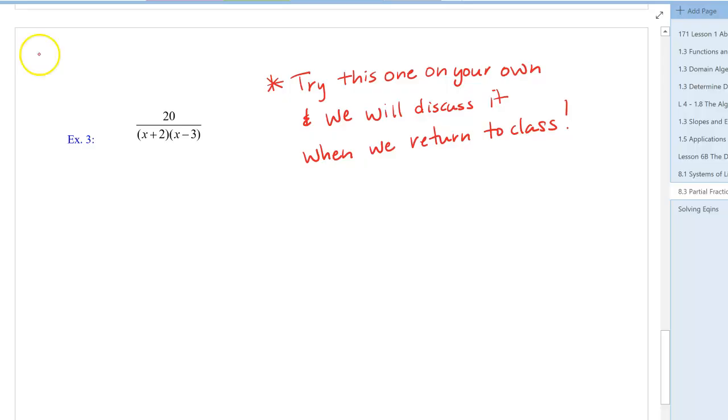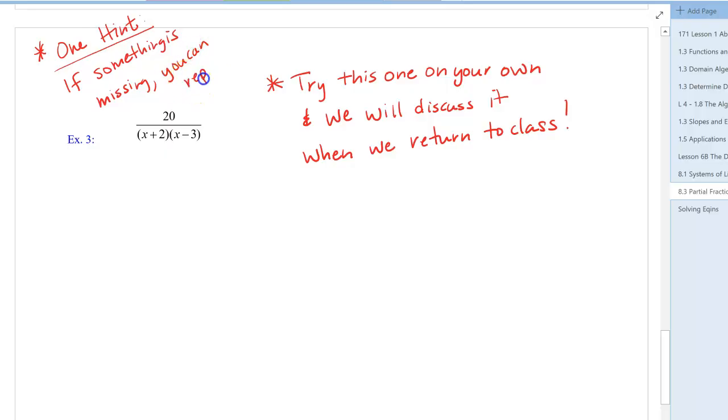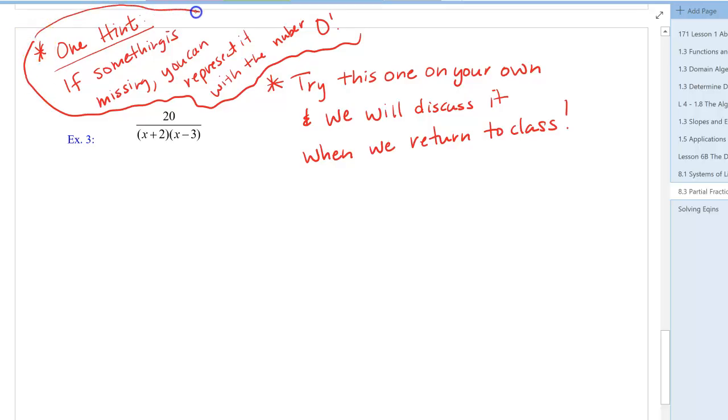I will give you one hint. If something is missing, you can represent it with the number 0. Now that might not make much sense to you now, but hopefully once you get down to the polynomials, you'll see what I'm talking about.